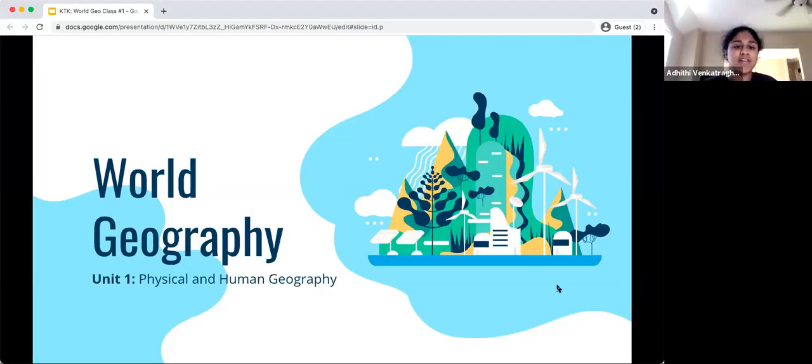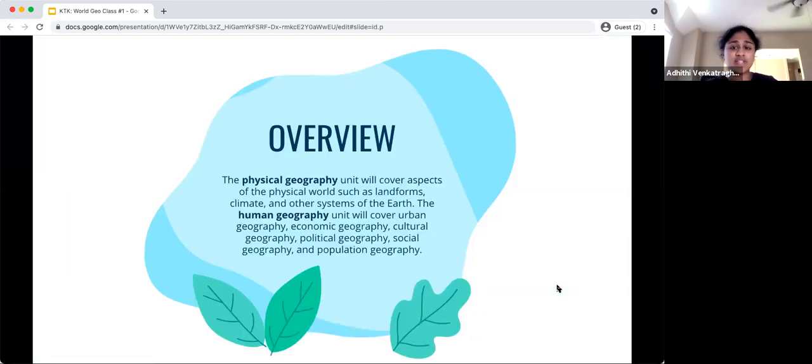All right, so this is Unit 1, Physical and Human Geography. So we're going to start with an overview, which is just that we're going to cover aspects such as landforms, climate, systems of the earth, and the human geography unit will cover urban geography, economic geography, cultural, political, social, and population geography, all the things that are important for understanding how the people of the world work.